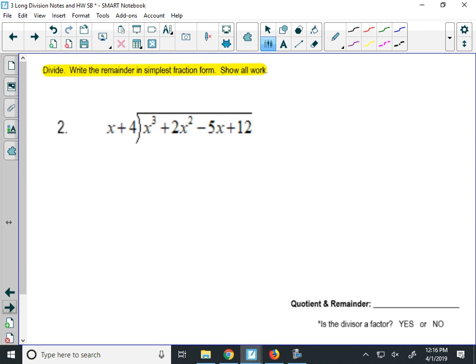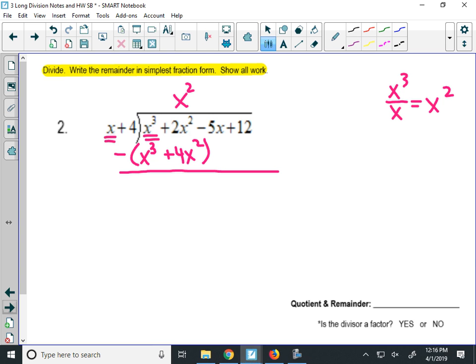So we start looking at the x cubed and the x, and we divide. X cubed divided by x is x squared. All right, so I put the x squared on the top. Now what do I do with that x squared? Multiply the outside stuff. X squared times x is x cubed, and x squared times 4 is plus 4x squared. Put your parentheses, and then subtract.